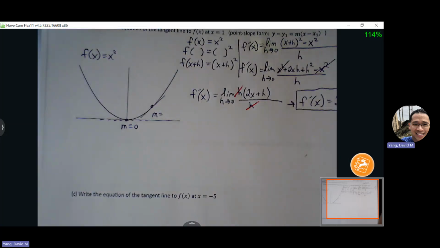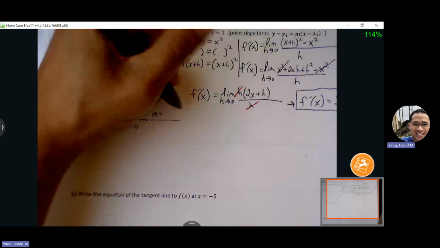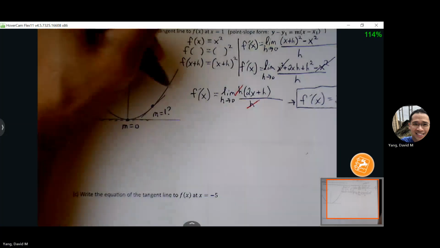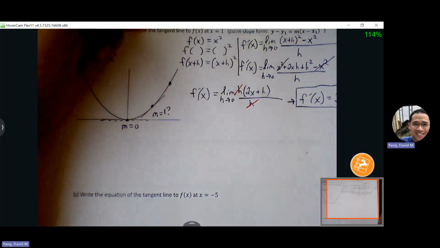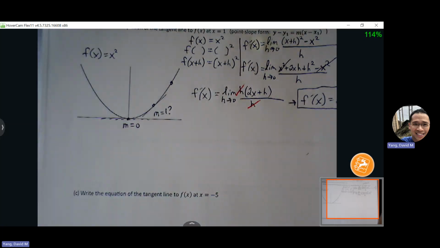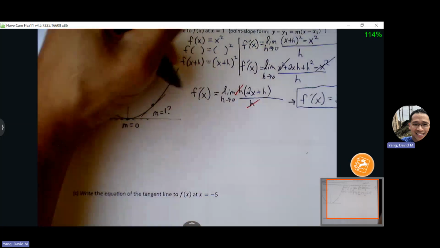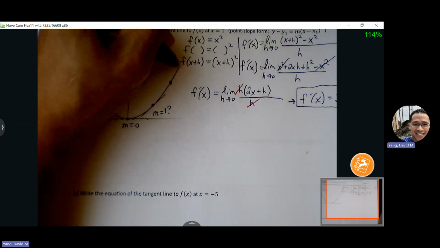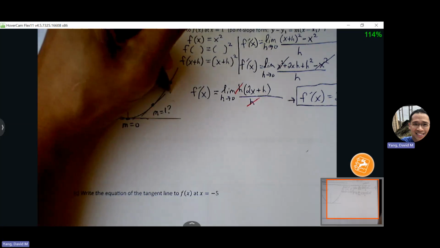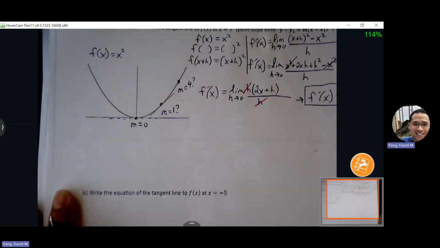You know, it's going to be some positive number, right? Probably not very steep. Let's just say 1? What about the slope as we get further and further away from the x-axis, or from the origin? Still positive, but it's going to be what? Increasing, right? So maybe 3 or 4, I don't know. We know it's going to get steeper, right?